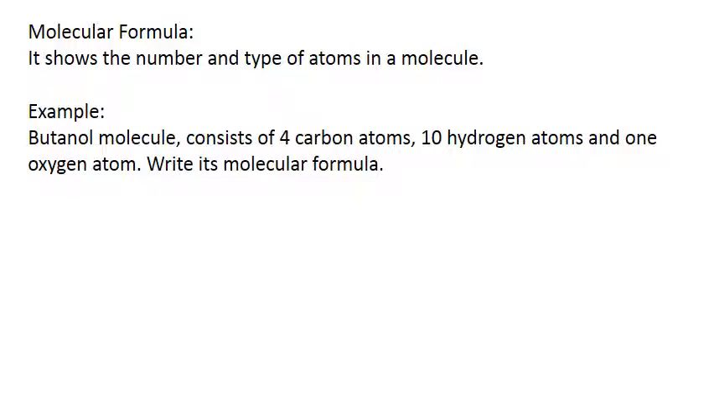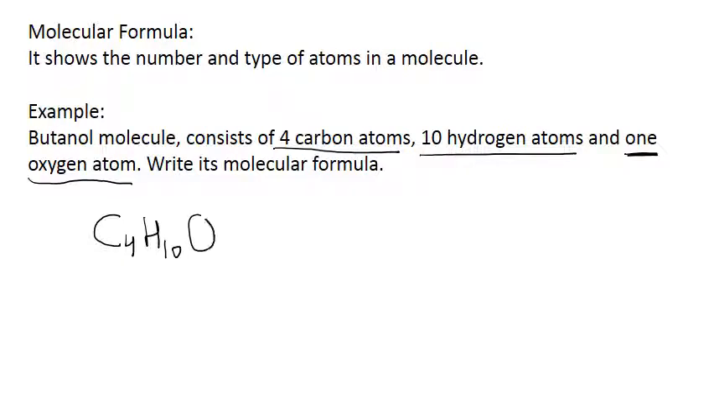Molecular formula: it should show the number and type of atoms in a molecule. For example, a butanol molecule consists of 4 carbon atoms, 10 hydrogen atoms, and 1 oxygen atom. Write its molecular formula. So we start with carbon, it's C, it has 4, hydrogen H, yes, it has 10, and oxygen 1. Do we write 1? No. So in a molecular formula, we don't write 1. So this is called a molecular formula. It shows the type of atoms, carbon, hydrogen, oxygen, and their number.